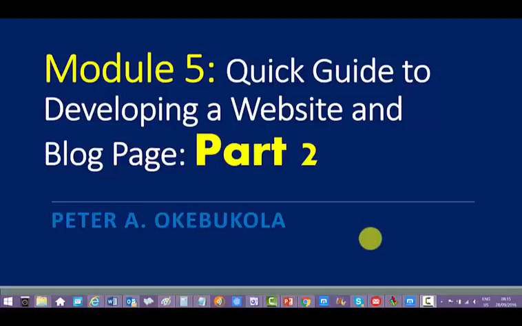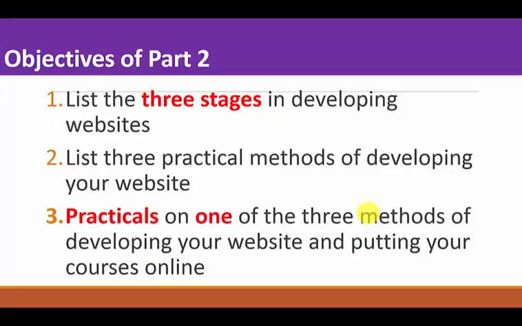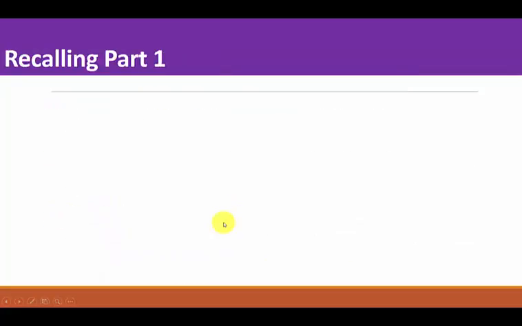Yeah, so welcome to part two. Recall that we said we're going to have parts two, three, and four. So this is part two, and during the course of this part, we will look at three things. First, we shall just list the stages. There are different stages in the development of a website. And second, we will then just list some practical methods, three of them, of developing your website. And for this part two, we shall take on practicals in one of the three methods. What did we do in part one?